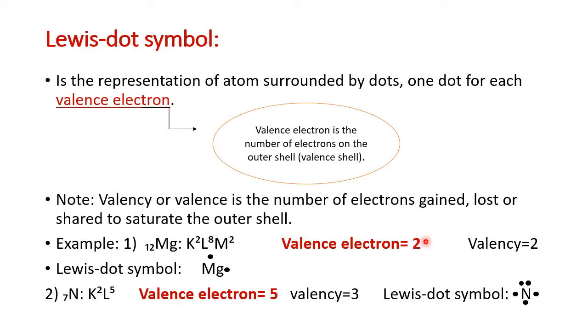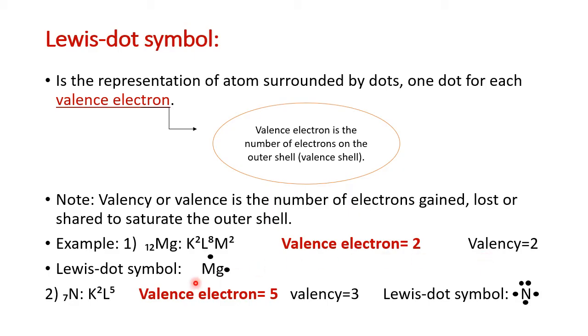And by valency, we mean the number of electrons that Mg can lose or gain or share in order to become saturated. Here Mg has 2 on the outer energy level. It loses 2 electrons to become saturated, to become with 8. It means the Mg becomes Mg2+, it loses 2 electrons. Thus 2 is the valency. It must lose 2 electrons to become saturated.